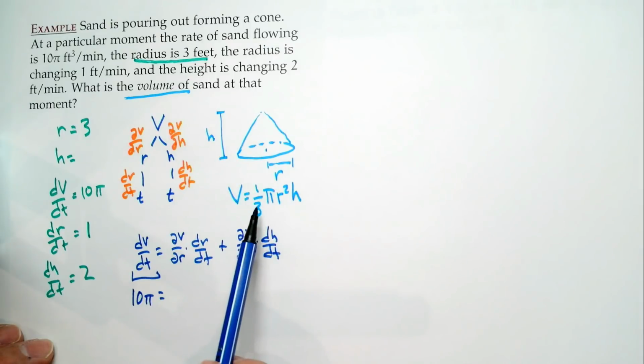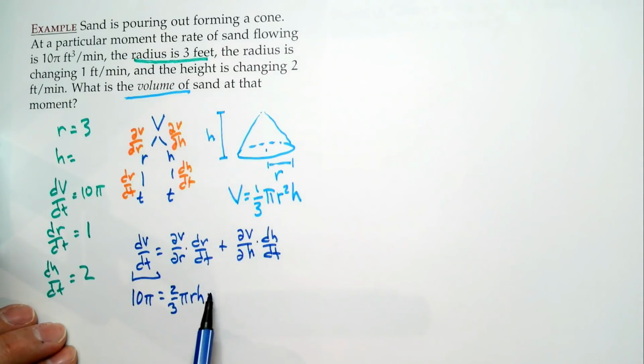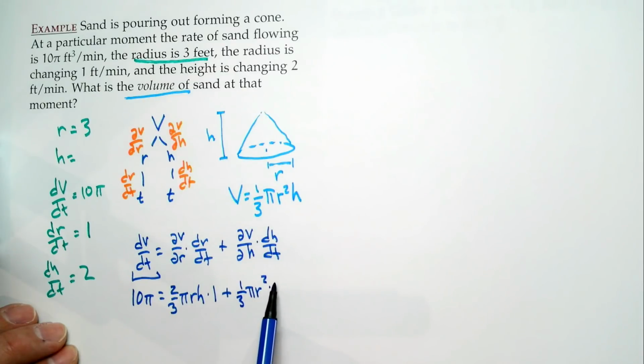Well, we can certainly take the partial derivative, so let's come up to our formula. What is partial V partial r? Two-thirds pi r h. Because we're taking the derivative with respect to r, treat h like a constant. So I have 1/3 pi h, and then the derivative of r squared would be 2r. Okay, what about dr/dt? That's 1. How about partial V partial h? 1/3 pi r squared. And then dh/dt, which is 2.